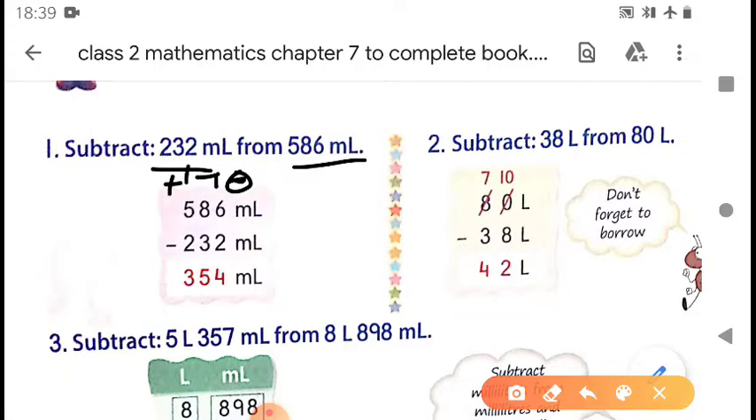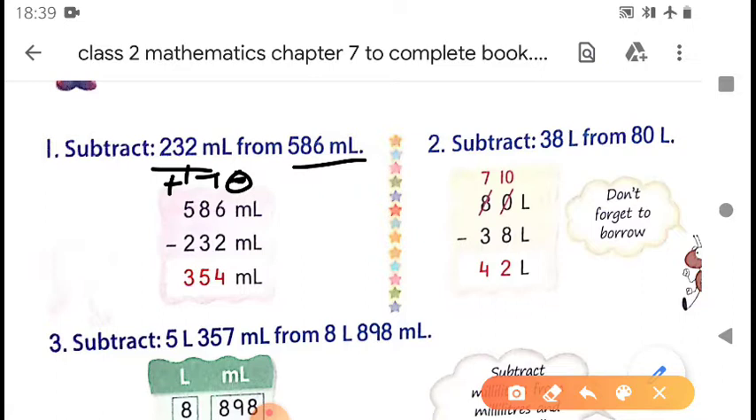So like regular subtraction, we start from ones place. पहले हम वंस प्लेस का सब्ट्रैक्शन करेंगे. 6 minus 2, 4. 8 minus 3, 5. And subtracting hundreds place, 5 minus 2 is equal to 3. So therefore 586 milliliter minus 232 milliliter is equal to 354 milliliter.